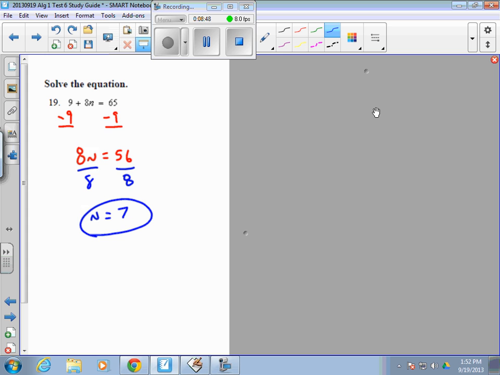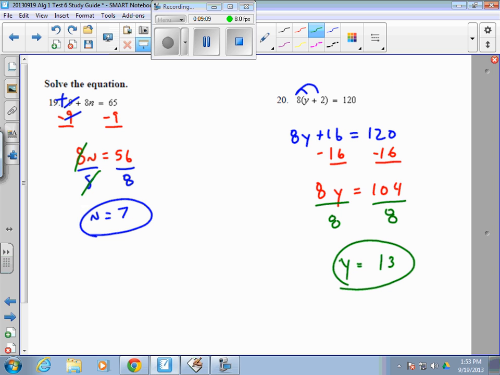19 says 9 plus 8n equals 65. Undo plus 9 by subtracting 9 on both sides. It'll cancel on the left for you and leave you with just 8n on the left equals 65 minus 9, which is 56. Then get rid of 8 times something by dividing by 8 on both sides, which leaves you with n equals 56 divided by 8, which is 7.